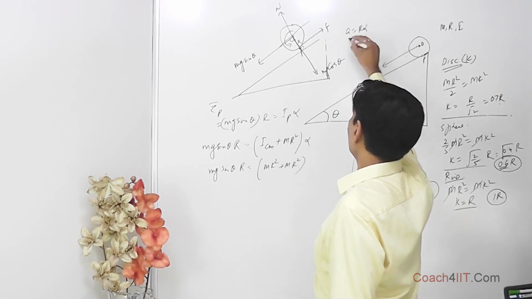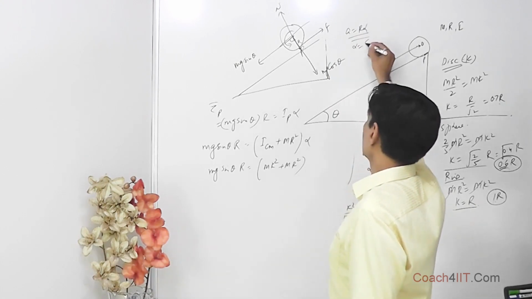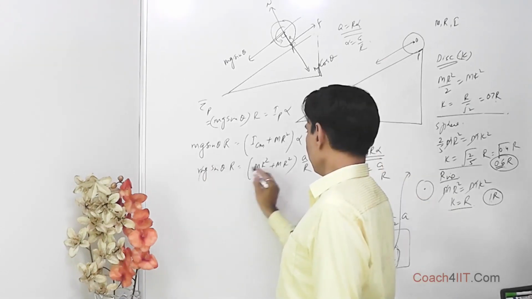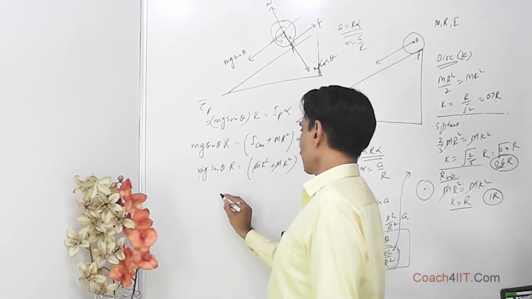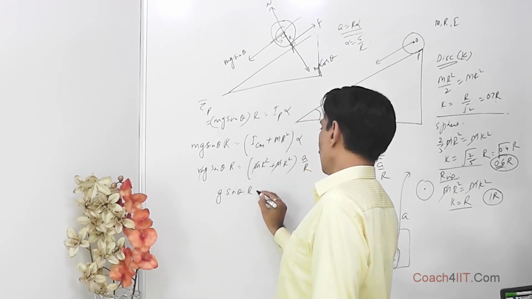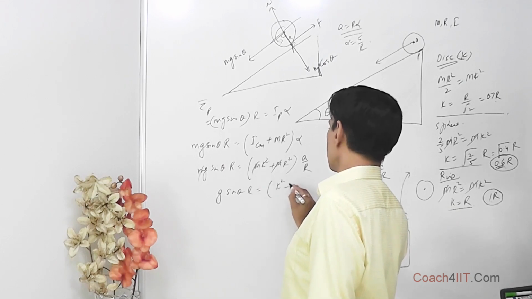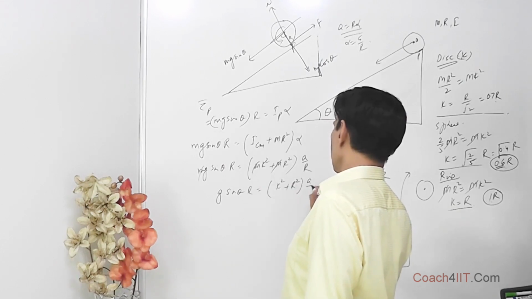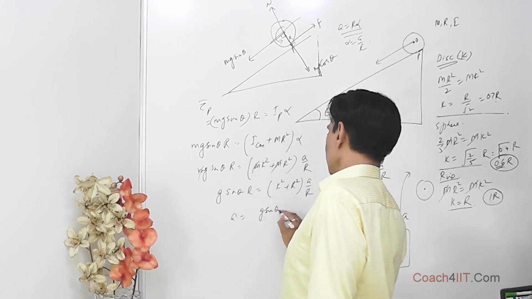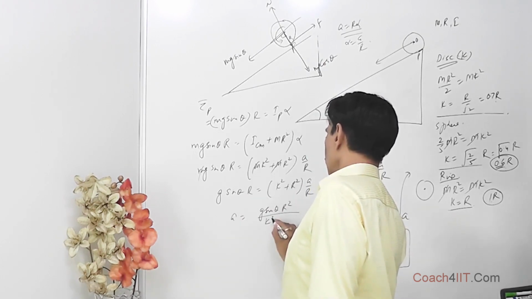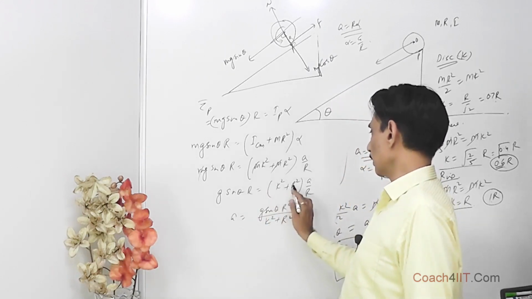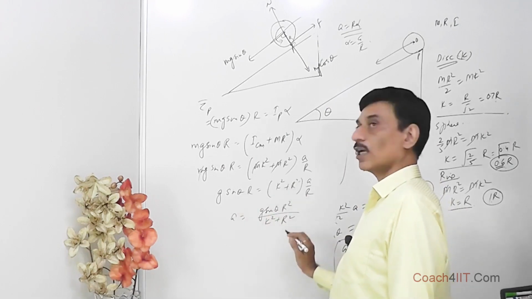Because there is no slippage between this and this, A is equal to R alpha is very much applicable. That is, alpha is equal to A by R, and we can write this as A by R. So M and M get cancelled. Over here it comes out to be g sin theta into R is equal to K square plus R square into A by R, or A comes out to be g sin theta R square upon K square plus R square. This R goes over here. So g sin theta into R square, and this goes in the denominator, that is K square plus R square.